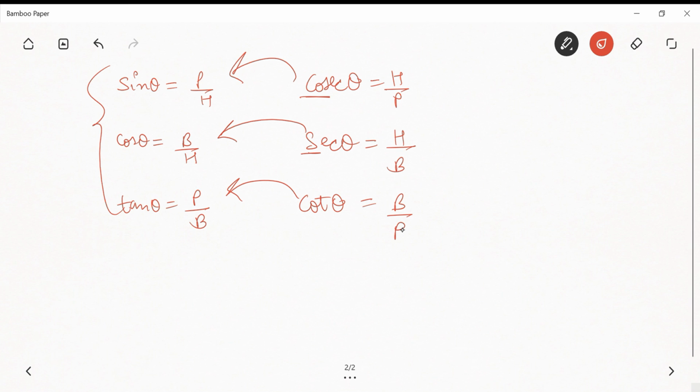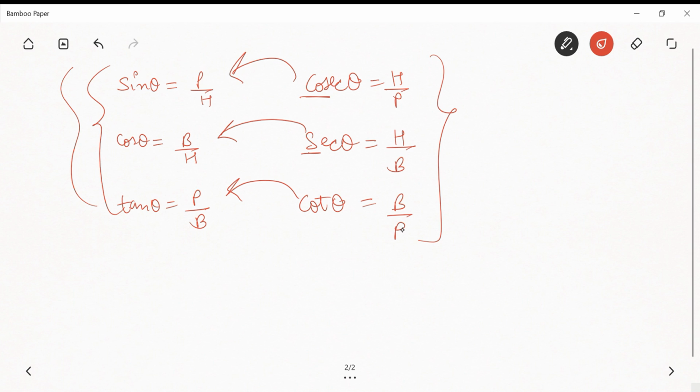Right? Now why are we studying these functions and why are we studying trigonometry? So basically the application part of trigonometry is when we have to find out the height of any building. If the angle of elevation is given to you and the distance is given to you, then you can easily find out the height of the building with the help of these functions. Okay.